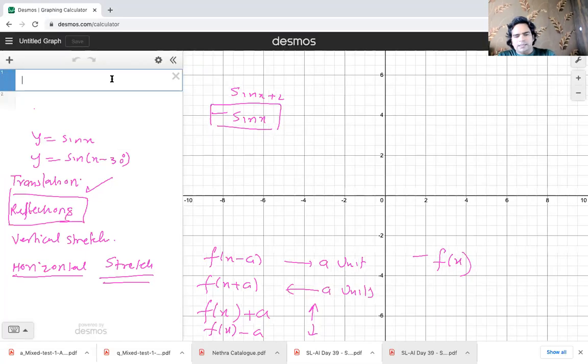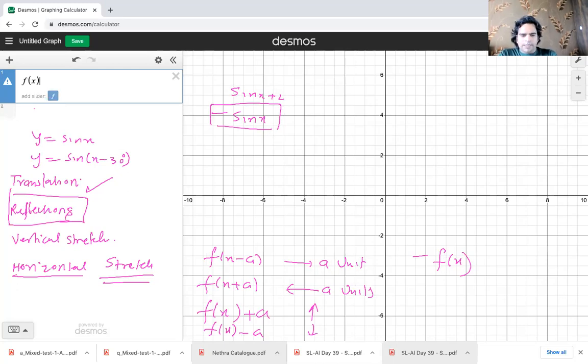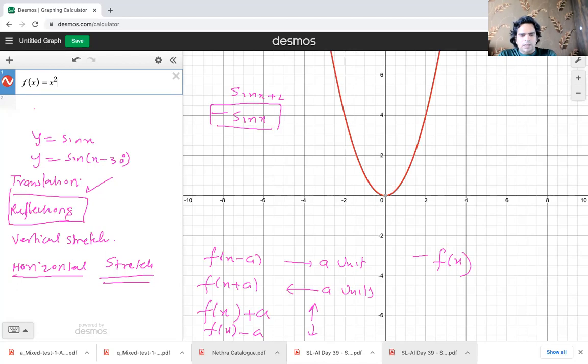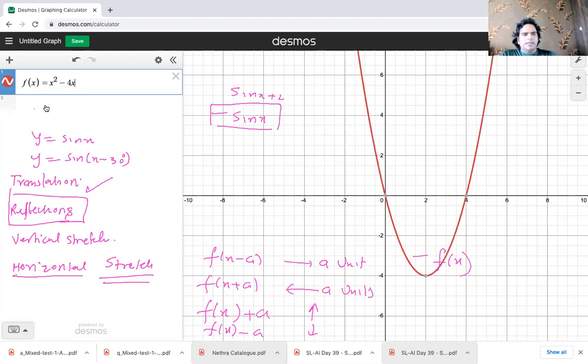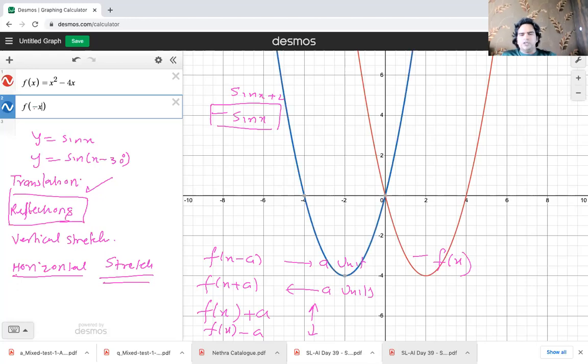Let's say I take f of x now. f of x is x squared minus 4x. And let's say if I want to do the f of minus x graph, you can see it got reflected in the y-axis. So whenever you do the transformation f of minus x on a function, for example x squared minus 4x, your graph will get reflected across the y-axis.